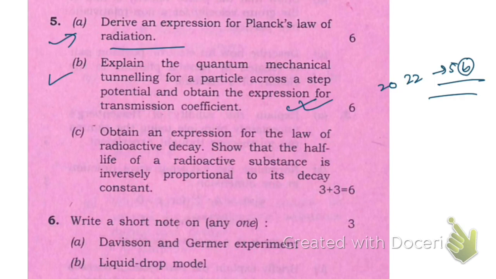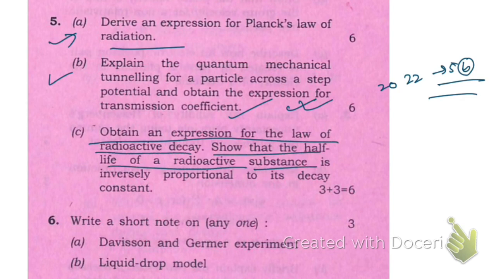If you have solved the 2022 paper, then you have already written this one. Obtain the expression for the law of radioactive decay, and show that the half-life of a radioactive substance is inversely proportional to the decay constant. Let me give you the answer of this question as well.